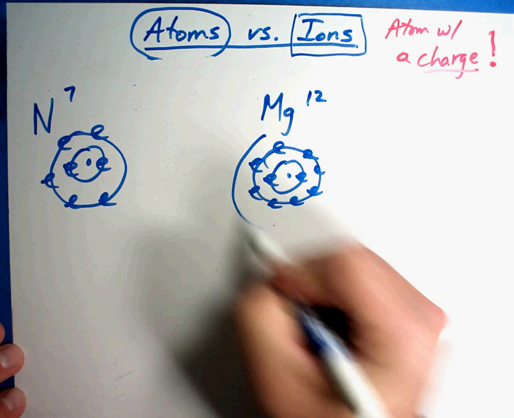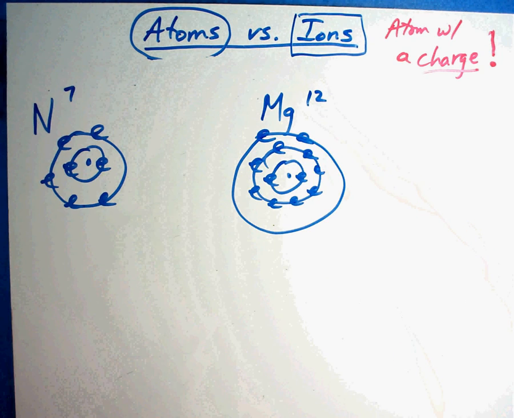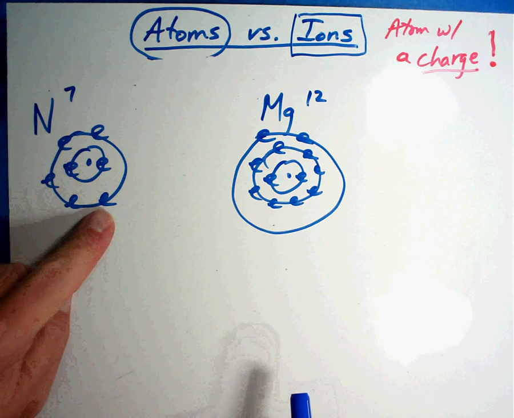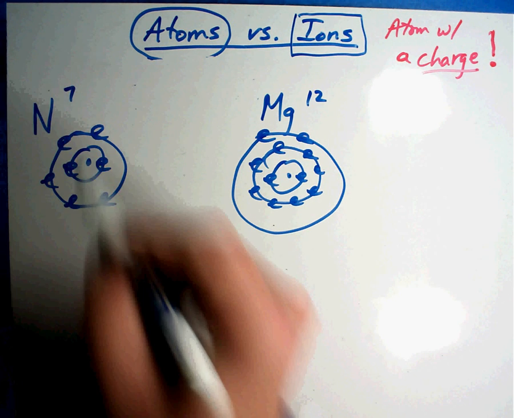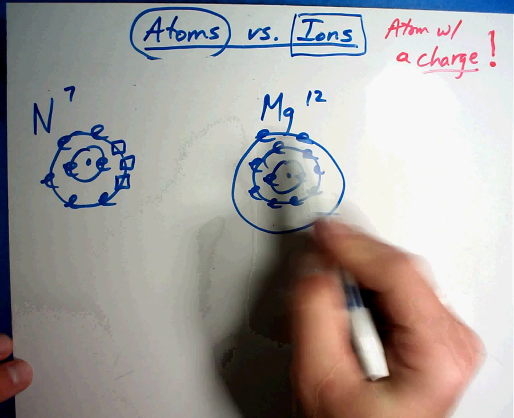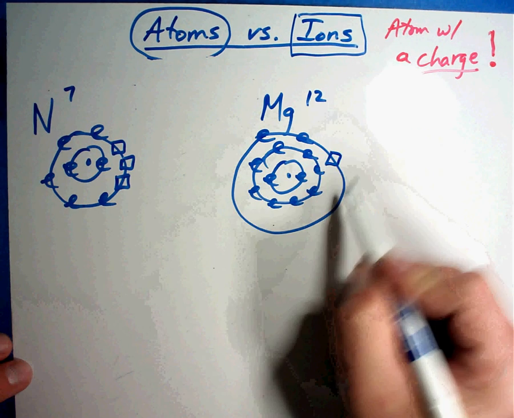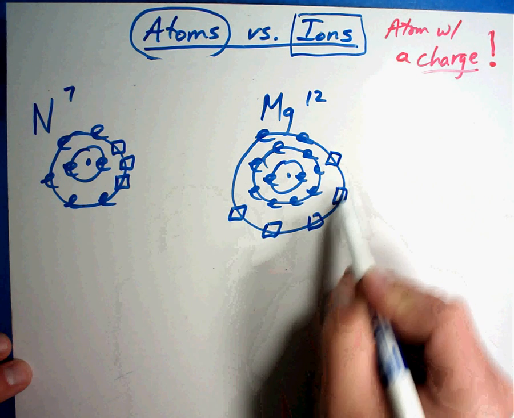This process isn't very difficult. Let's count. How many does this guy have in his outside ring? 1, 2, 3, 4, 5. Is he full? No. He has 3 empty spaces. This guy has 2 in his outside ring, so he has 6 empty spaces. 1, 2, 3, 4, 5, 6.